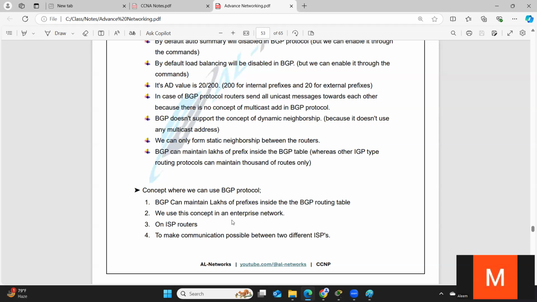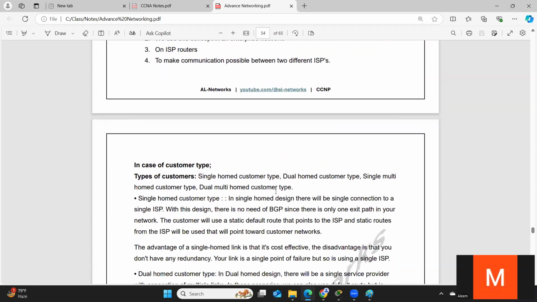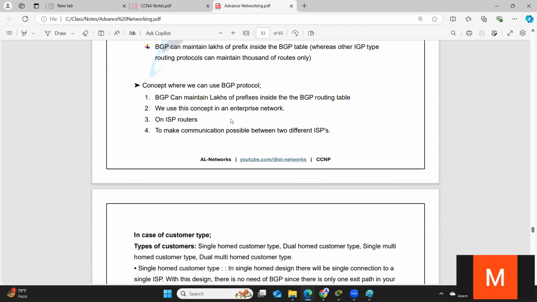Big organizations. We'll discuss the network types again, and at that time you can understand the entire BGP protocol. If you are using a small organization, BGP is not required. I'll discuss those things here. So now move to the ISP router.